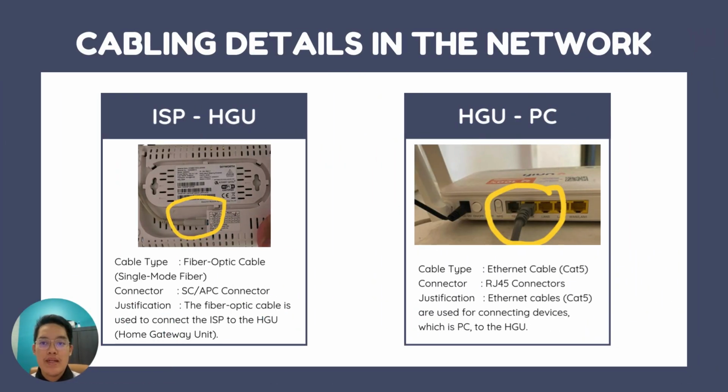Okay, so for the cabling details in the network, from the ISP to the HGU unit, we are using a fiber optic cable, single mode fiber, with an SC/APC connector. This is because the fiber optic cable is used to connect the ISP to the HGU. And for the HGU, there are Ethernet ports, and thus we can use an Ethernet cable, Cat5 in this case, with an RJ45 connector to connect to the client PCs.